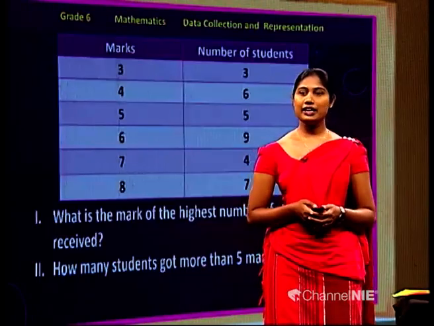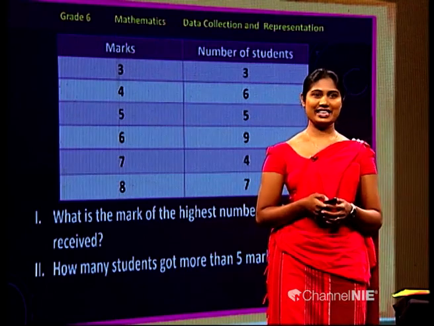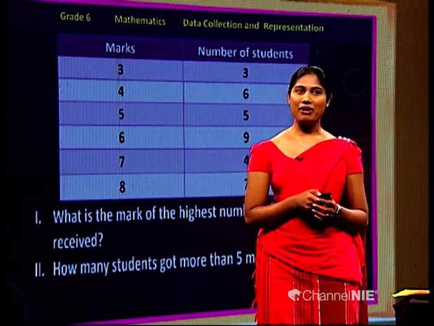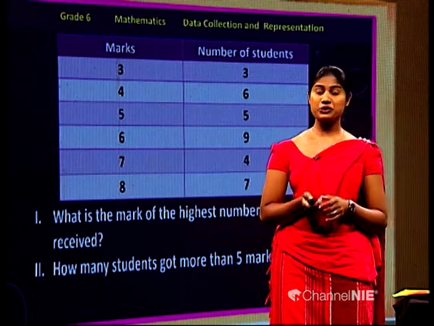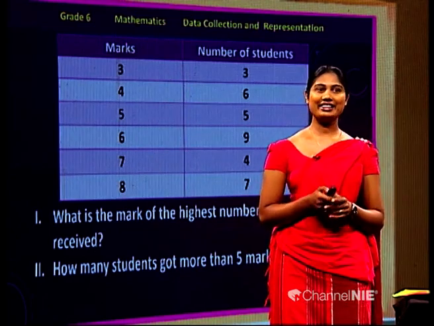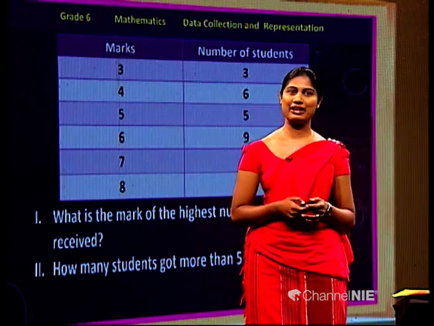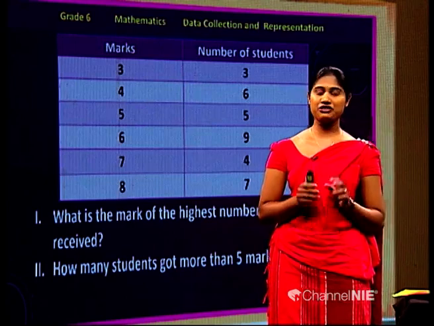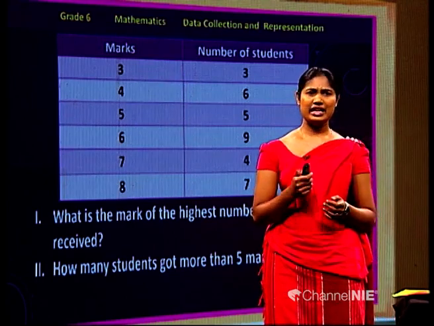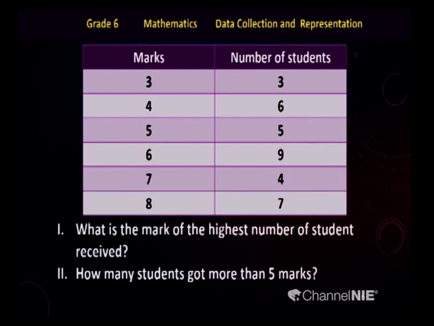Okay. Here you can see this table, the marks and number of students from that earlier table. Here 3, 4, 5, 6, 7, 8. These are the marks of that table, and I have taken the number of students without tally marks here. There are 2 questions. We have to write the answer here. The first question, read this first question very carefully. First question is, what is the mark of the highest number of students received?